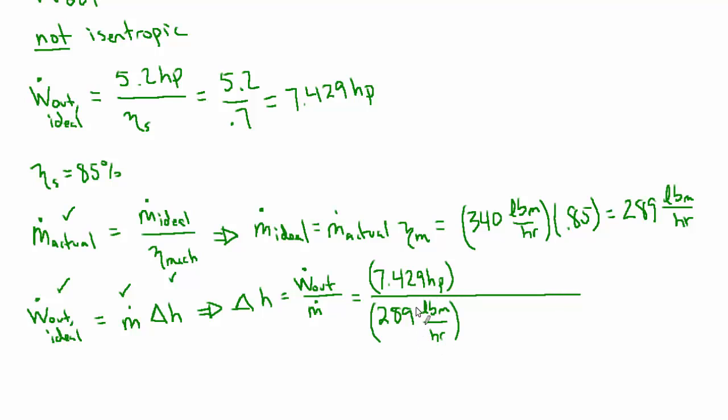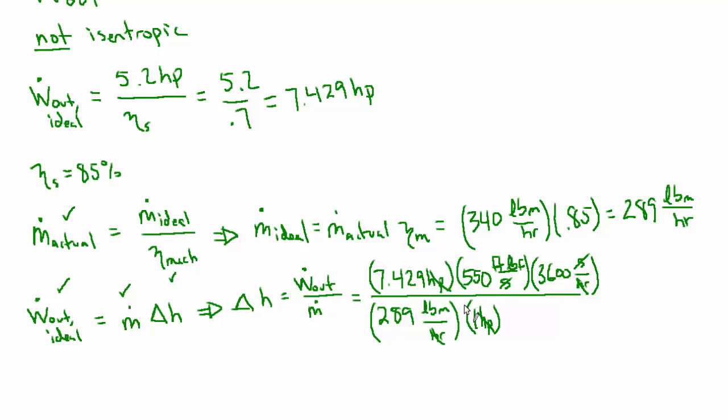And then we need to get rid of horsepower. So we're going to do 1 horsepower is equal to 550 foot-pounds per second. But we don't really want seconds, we want hours. So we'll say 3,600 seconds per hour. That gets rid of seconds, and that gets rid of horsepower. Also, the 1 over hours goes away. So now all we have is foot-pounds force per pound mass.